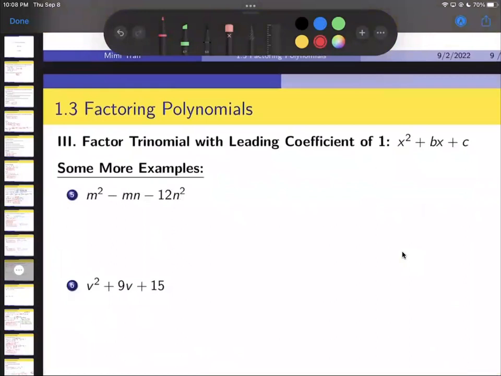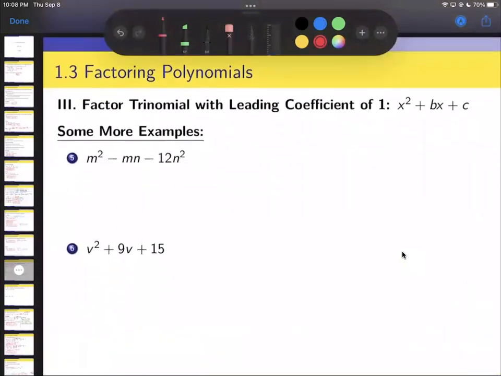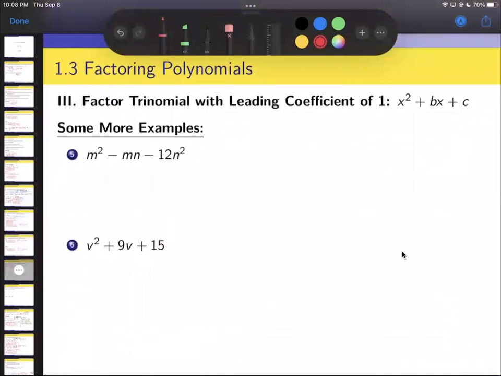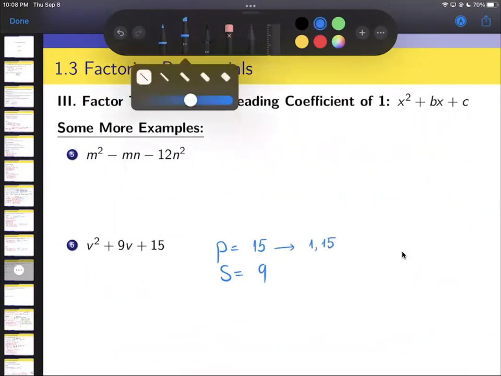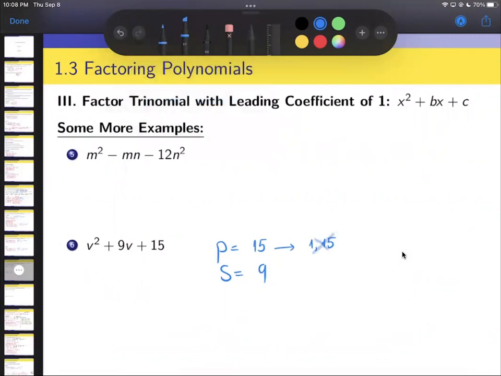Let's try number 6 before we do number 5. I want you to find me two numbers: product is 15 and sum is 9. Let's do the product first. For the product, what do I have? Either 1 and 15, but it's not going to make a 9, right? So I'm going to cross that out. What about 3 and 5? Nope, 3 and 5 does not make a 9. So cross that out, and that's it.